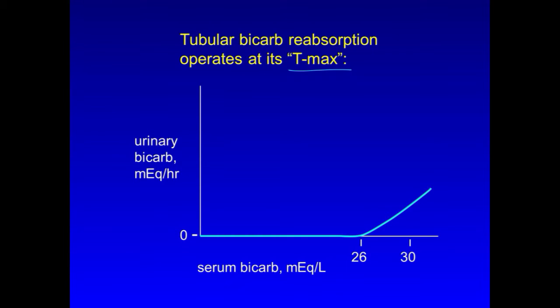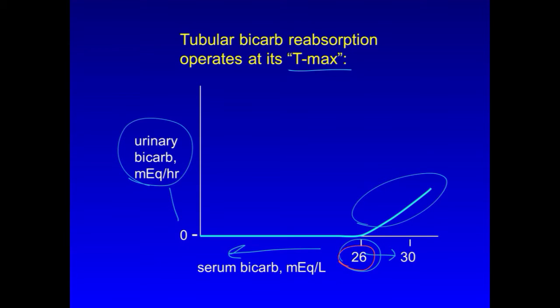Here you can see that serum bicarb is maintained at a level of 26 milliequivalents per liter. Below that level, all bicarb in the filtrate is reabsorbed so that none appears in the urine. If serum bicarb increases for any reason, since the tubules are already operating at their Tmax, they can't reabsorb any more bicarb, and so the rest is spilled into the urine, and serum bicarb rapidly returns to normal.